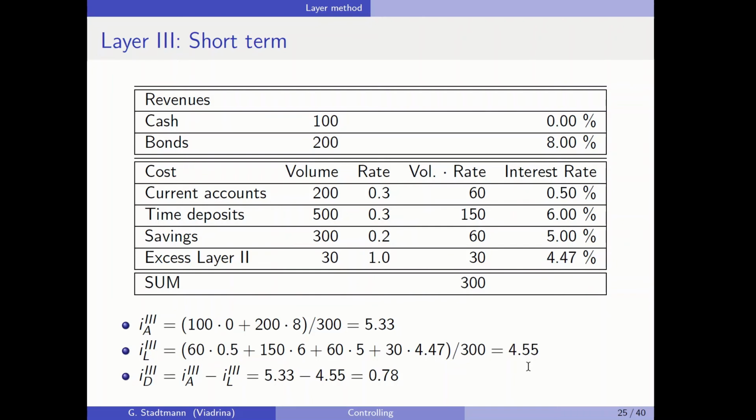We also have to compute a weighted average interest rate for the asset side, because for the first time here we have two different assets, and hence we also have to compute a weighted average interest rate here. In the end, we compute the overall profit margin in the following way. The weighted average interest rate for the assets of layer 3 minus the weighted average interest rate of layer 3 for the liabilities gives an overall profit margin equal to 0.78.